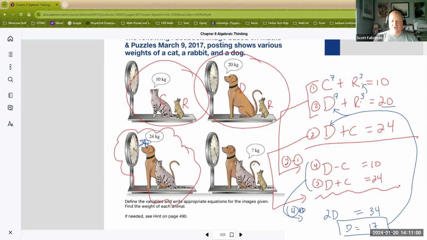So that would get you to the end, and you could say, okay, well, now my final answer would be 17 for the dog, 7 for the cat, and 3 for the rabbit. So that's 10. That would be 27 if everything gets on the scale. Okay. This is algebraic in nature.